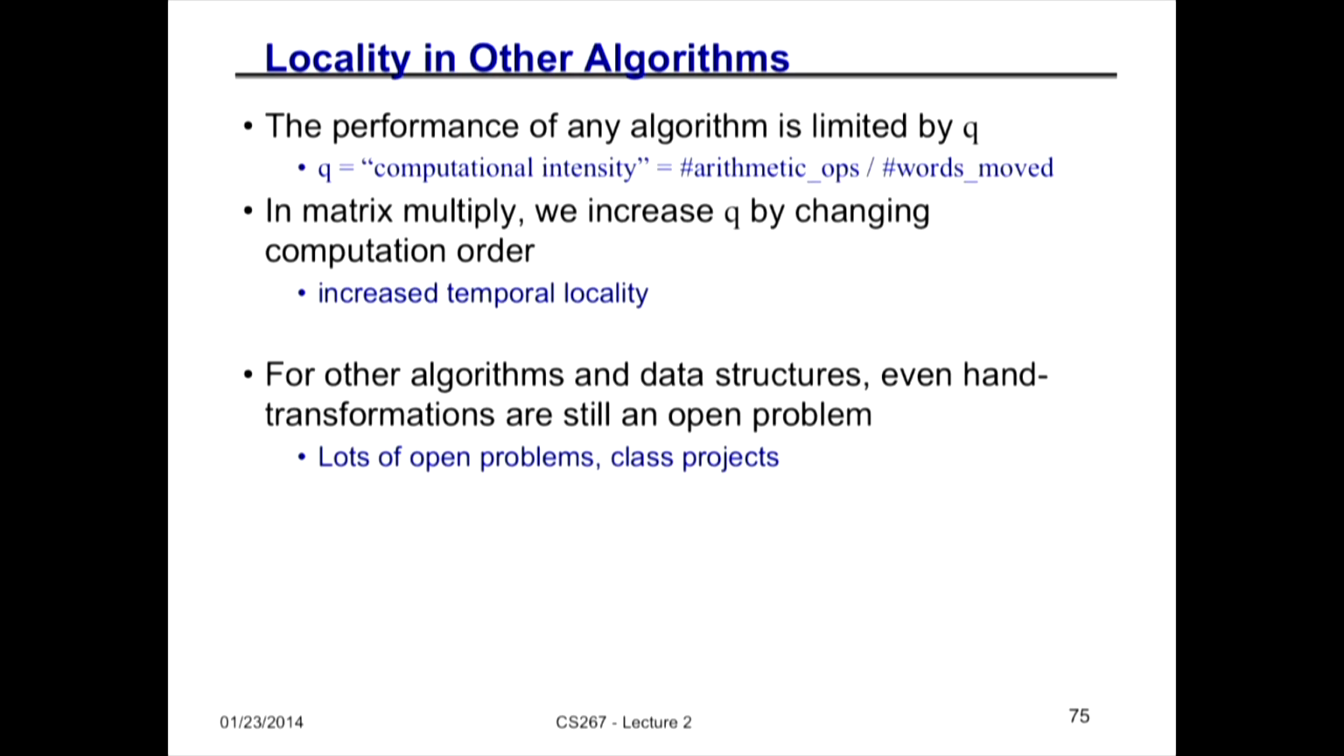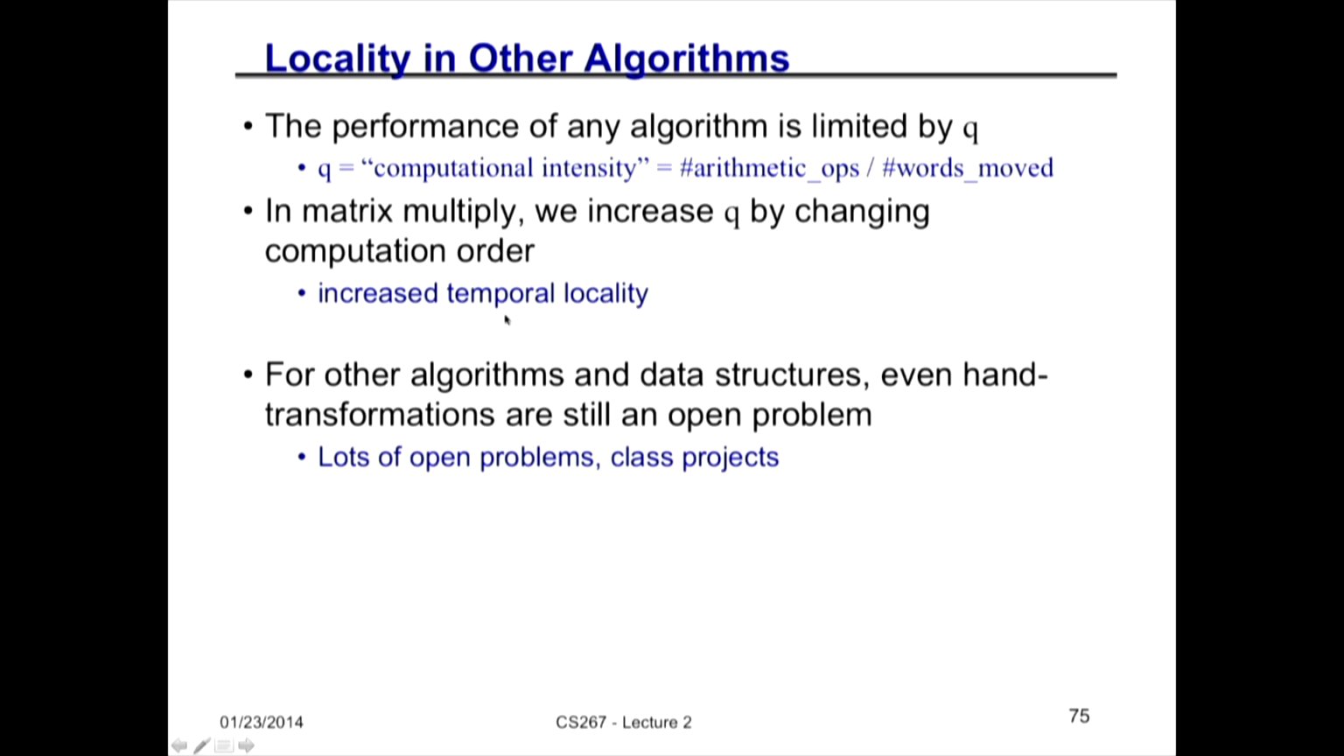So let me just talk about other algorithms briefly. I've been using matrix multiply as the canonical example, but these ideas show up everywhere. And all algorithms have this notion of computational intensity. Just to remind you the definition: the number of arithmetic operations divided by the number of words moved. The bigger the better. The bigger it is, the more opportunity we have to increase locality, reuse stuff that we bring into memory, so we minimize data movement.